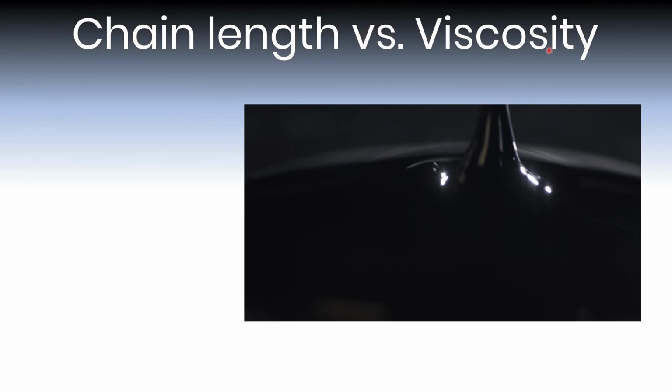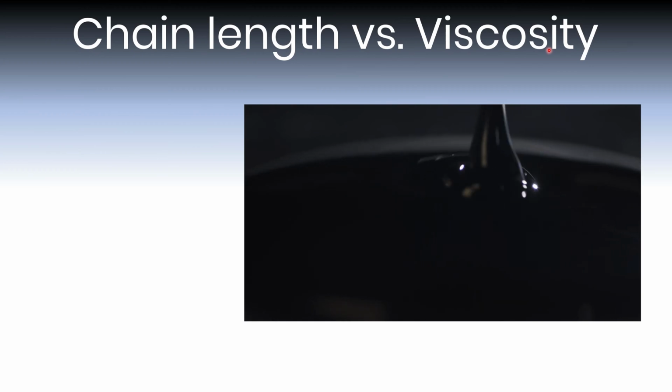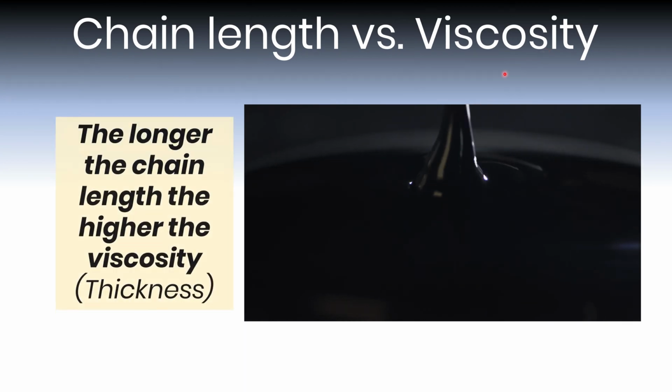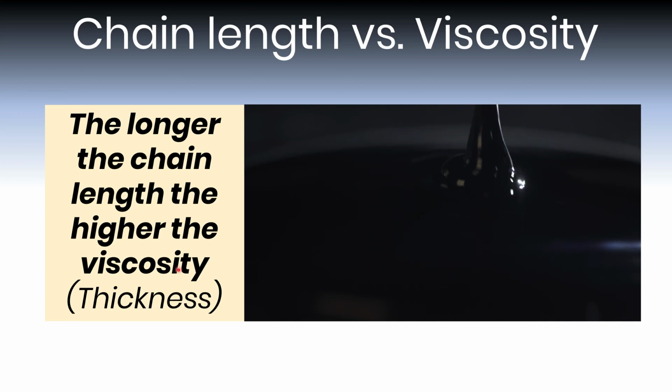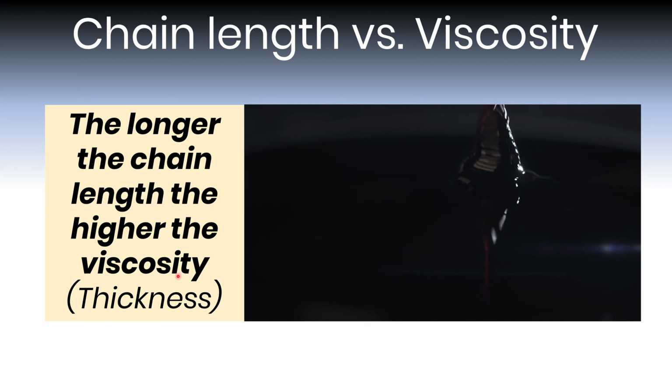Viscosity is a measure of the thickness and gloopiness of a substance, and we can say that the longer the chain length, the higher the viscosity. This is especially important when choosing a fuel for an engine, because you wouldn't want to put a fuel that has too high a viscosity, too thick and gloopy, in an engine where it could block up the pipes.